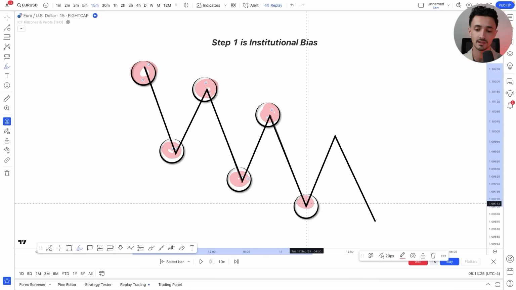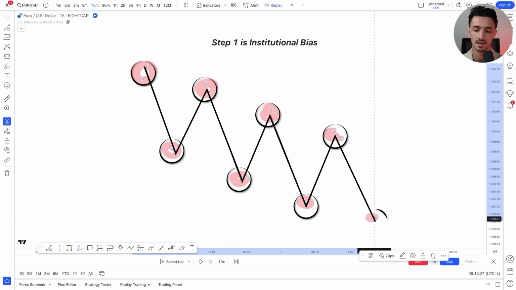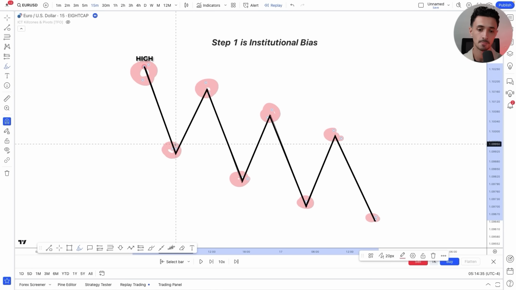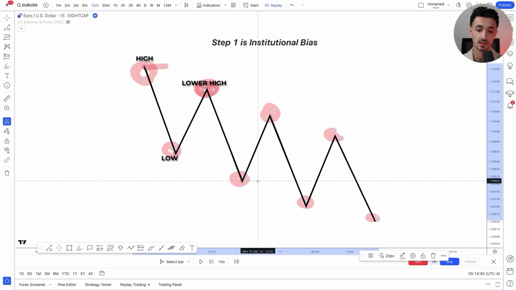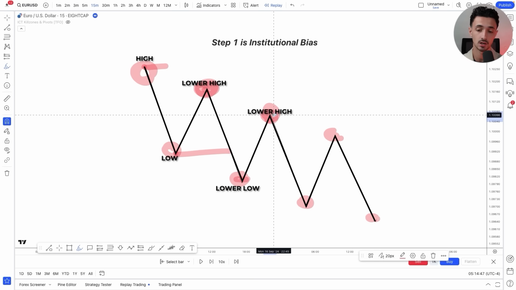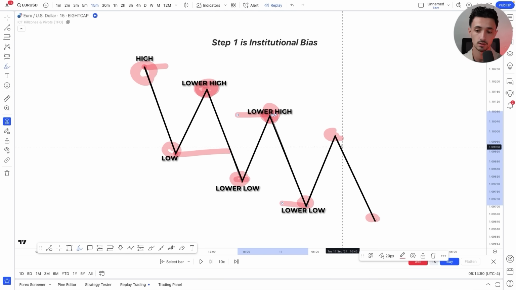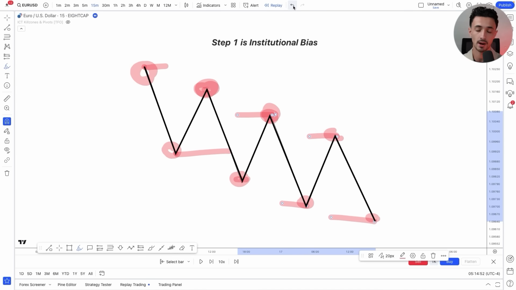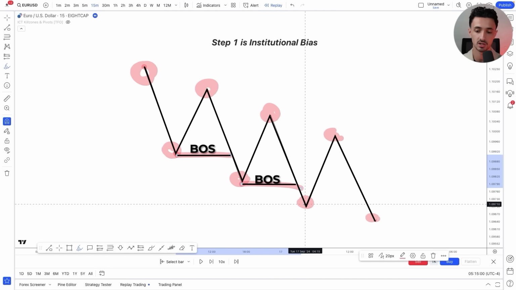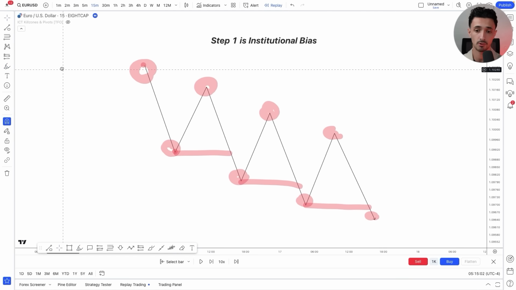And by following these highs and lows, that will enable us to gather an understanding of the direction that market is trading in. For example, you can see that price puts in a high, a low. This is a lower high because it is lower than the previous high. This is a lower low because it's lower than the previous low. This is a lower high, again, lower than the previous high. Lower low, lower high, lower low. So price is continuously putting in lower lows and lower highs, which tells us that price is bearish. We have break of structure, break of structure, and break of structure. So that tells us that price is going to go lower.